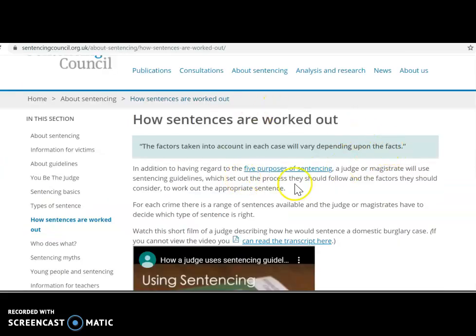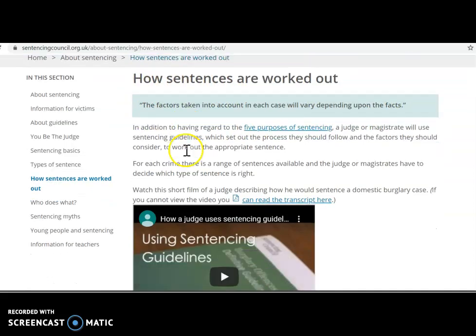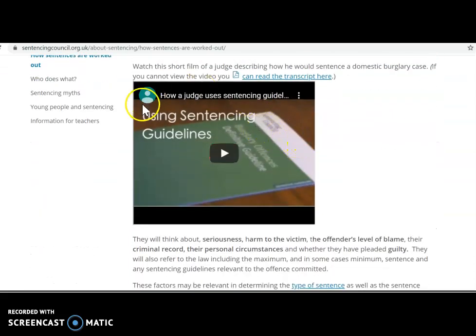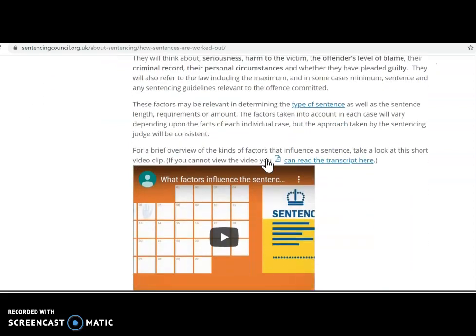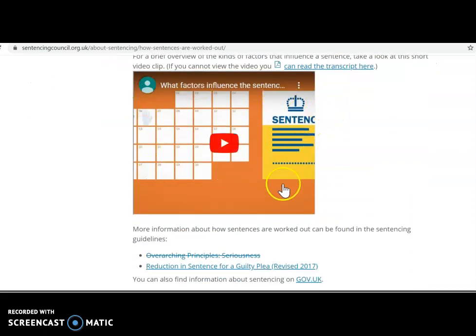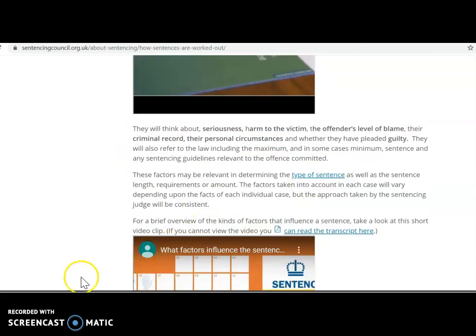And there's some useful links you can look at how sentences are worked out. This is looking at exactly what we've been just looking at, the factors taken into account. It's looking at the aims of sentencing as well. Again, there's a little video clip here that you can watch to see how a judge uses the sentencing guidelines. A video here on factors influencing the sentence. So all of this is really useful to look at.